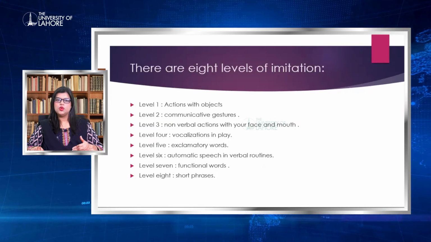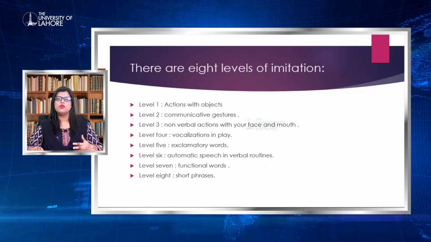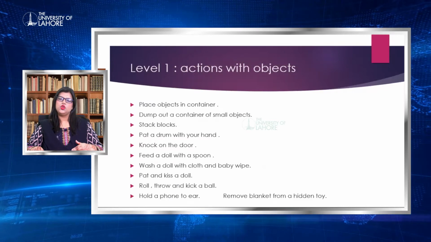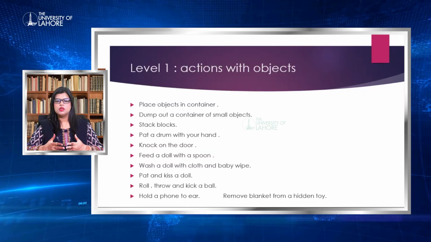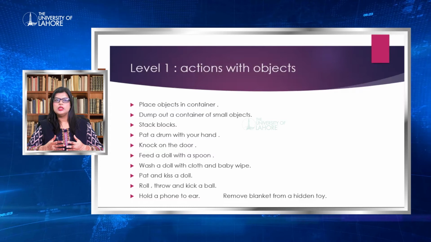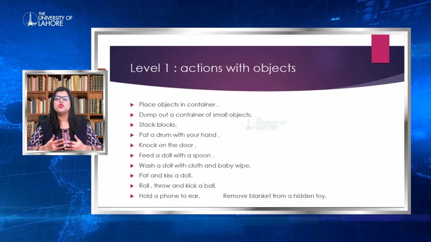And in this series, we're going to study the 4 levels of imitation. Level 1. Level 1 is actions with objects. What we are going to assess during this level is how the child operates an object. Does the child know what to do with an object?